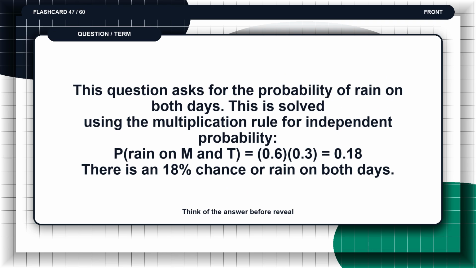Flashcard 47. This question asks for the probability of rain on both days. This is solved using the multiplication rule for independent probability. P(rain on M and T) equals 0.6 times 0.3 equals 0.18. There's an 18% chance of rain on both days. Think of the answer before the reveal.